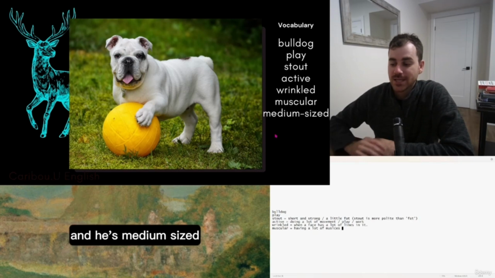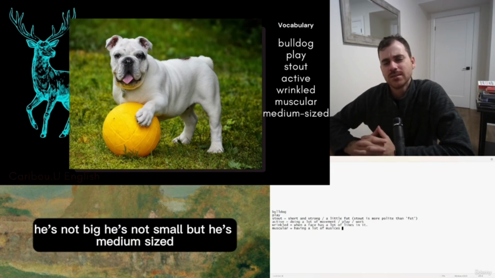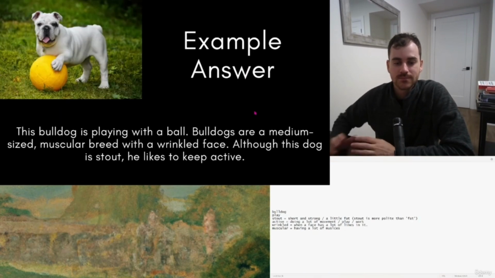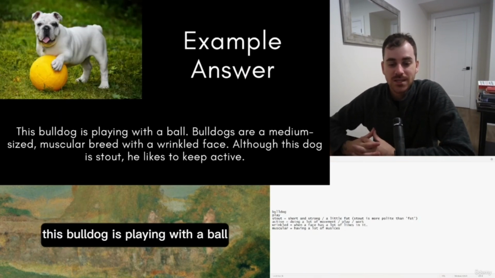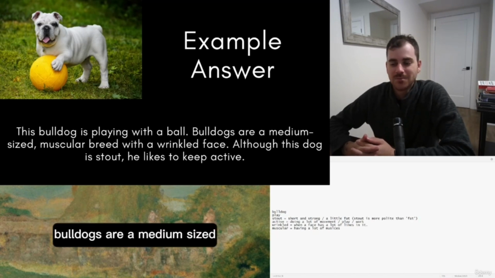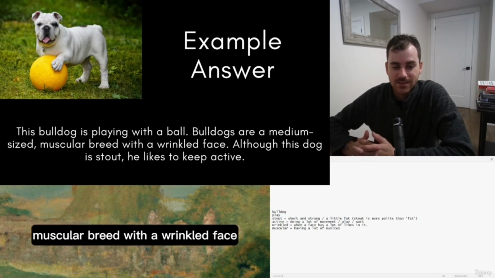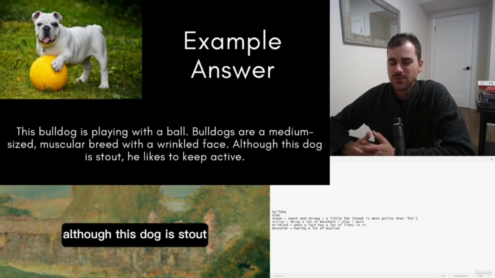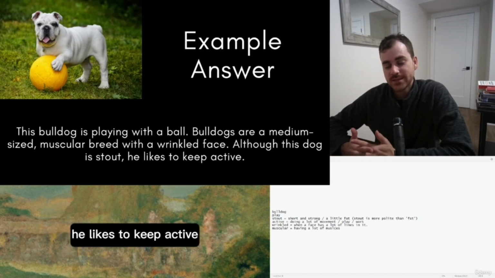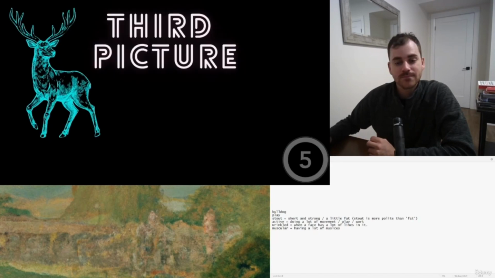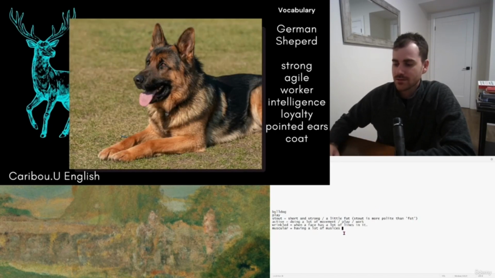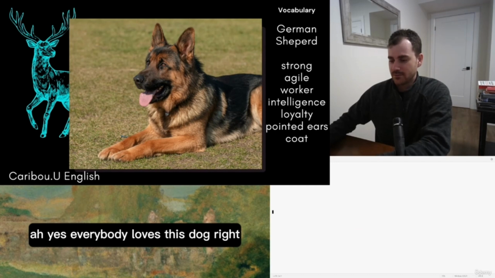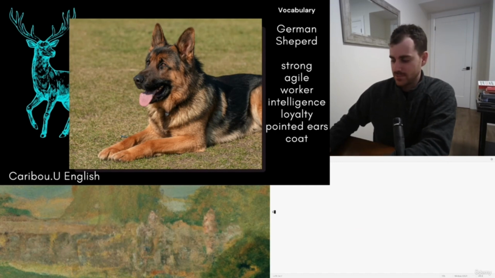And he's medium-sized. He's not big, he's not small, but he's medium-sized. This bulldog is playing with a ball. Bulldogs are a medium-sized, muscular breed with a wrinkled face. Although this dog is stout, he likes to keep active. Yes, everybody loves this dog, right?